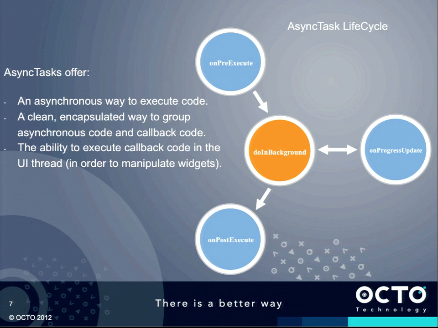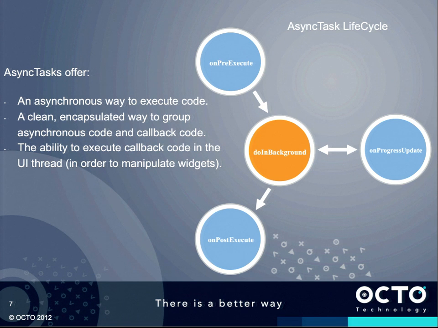It's basically an object, and it's actually an abstract class with a number of methods that you have to implement in Java. And it has a number of different methods that you can use to handle different parts of the asynchronous operation lifecycle. So the most important one is this doInBackground method in the middle here. And this doInBackground method is where you're going to do all of your asynchronous work.